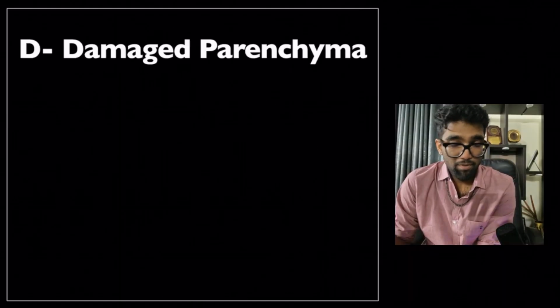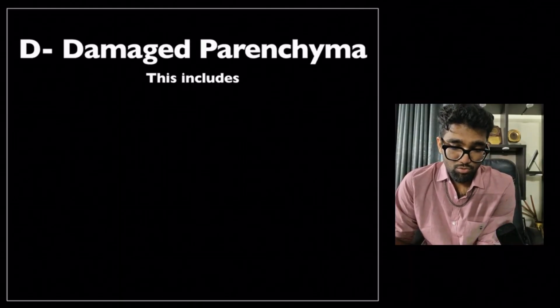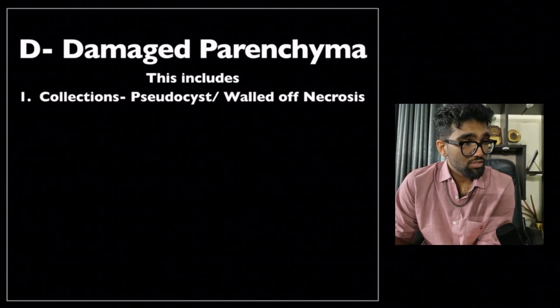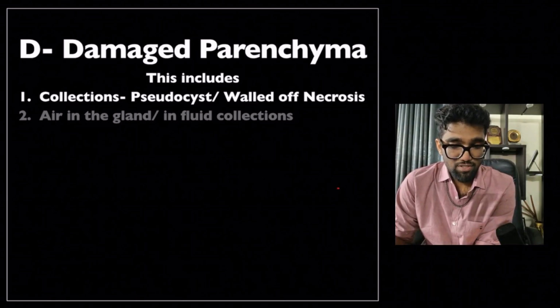Okay. Now, what exactly does damaged parenchyma, the fourth complication, mean? This includes, one, collections. Collections could be pseudocysts or walled-off necrosis, and we'll get to what that means. It could be air in the gland, or air in fluid collections around the gland. First, we'll talk about collections.